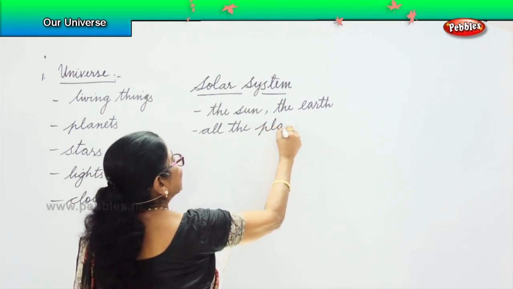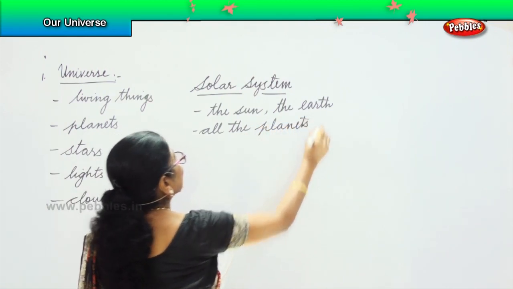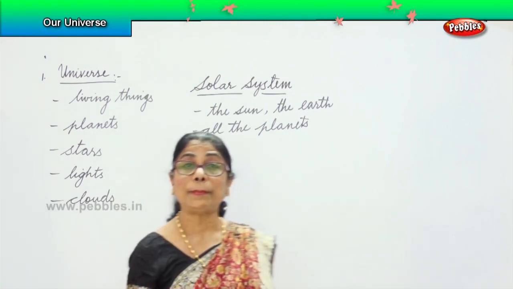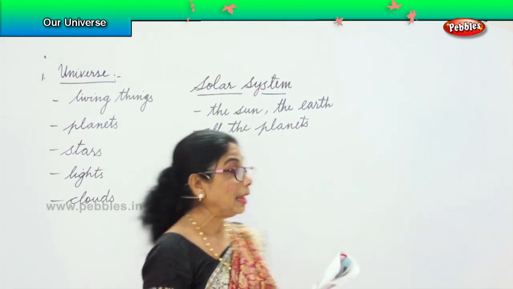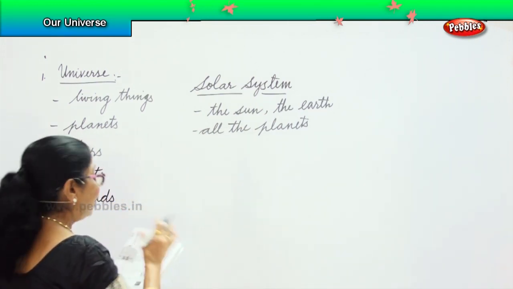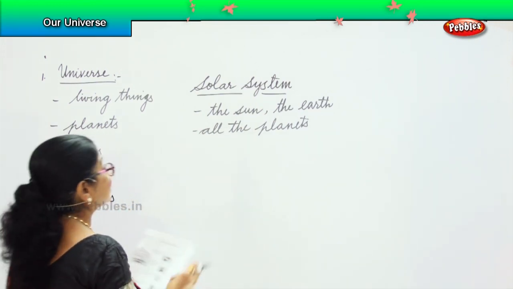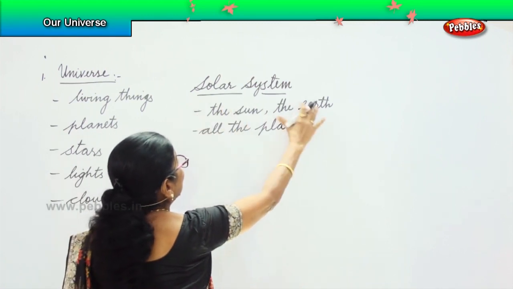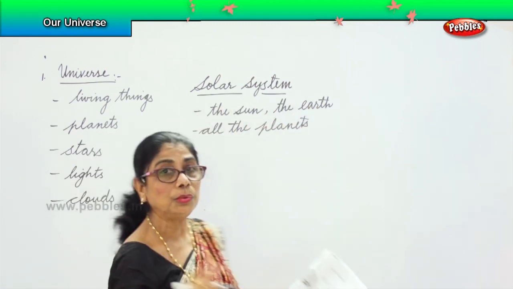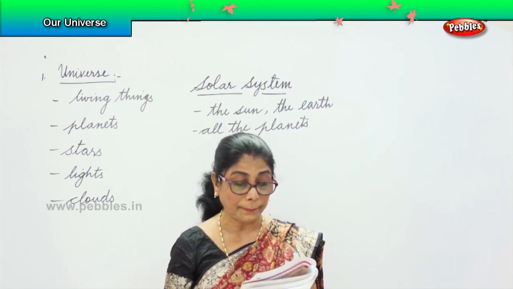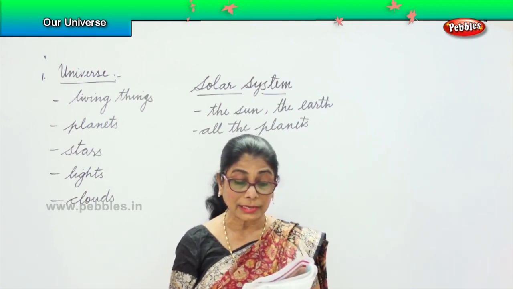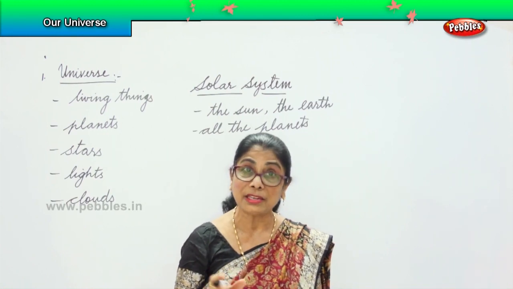All the planets, the earth and the sun and all the planets that we discovered and that we didn't discover. Now what happens? The earth and all the planets go around the sun. The sun is the stationary one. There are 8 planets in our solar system and one dwarf planet.